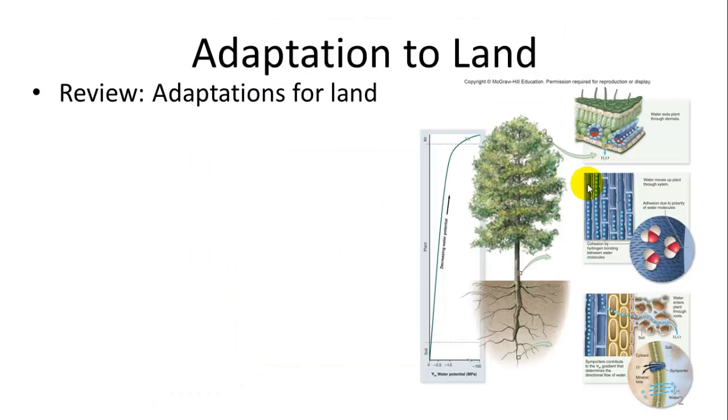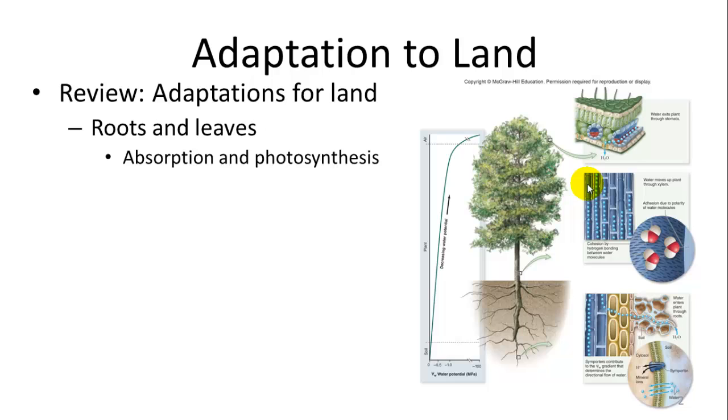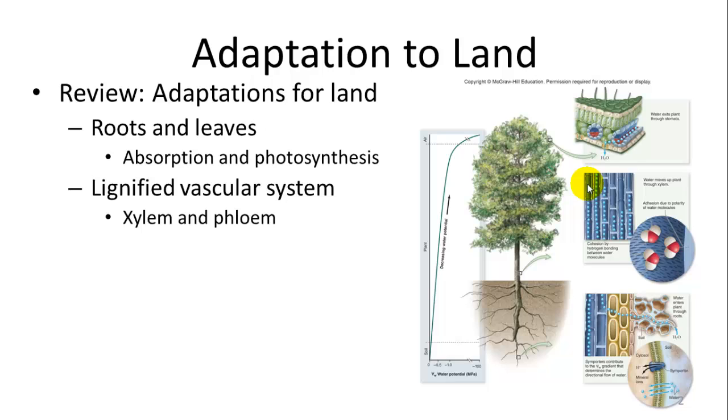If you remember, when we were first talking about plants, they have adaptations for land as they evolved from ancestors that came out of the water. So they have roots and leaves, which are for absorption and photosynthesis. They have a lignified vascular system, which allows them to stand upright and grow vertically and also hold their xylem and phloem. Then they also have sporopollenin, which is a polymer that prevents desiccation.